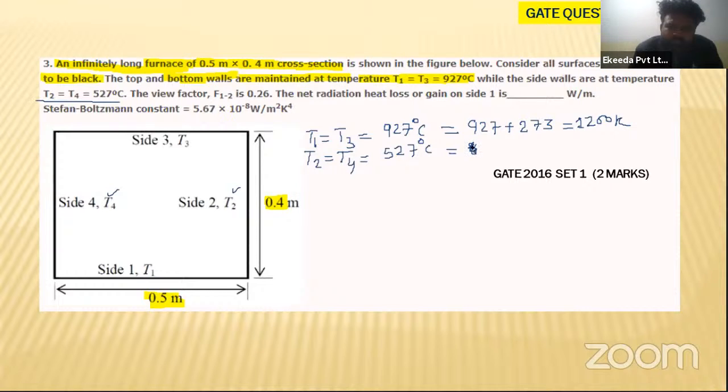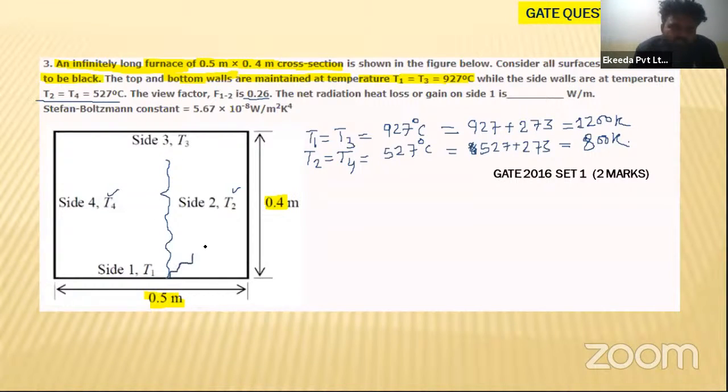So directly you can do like this, 527 degrees Celsius plus 273. Why are you converting to Kelvin? Because in the Stefan-Boltzmann equation we use all values of temperature in Kelvin. Okay, so this is the concept you can easily do. Now 800 Kelvin this will become. Now the view factor F12 is 0.26. So he has given the fraction of radiation leaving surface 1 and reaching surface 2.